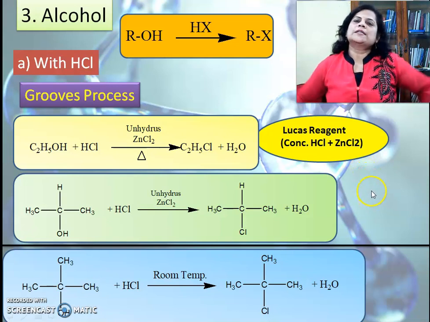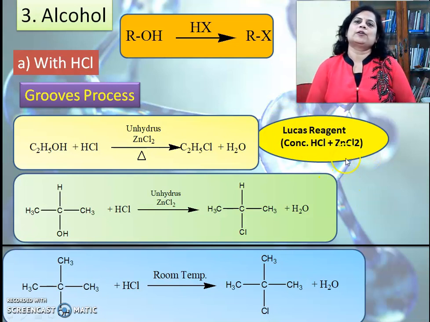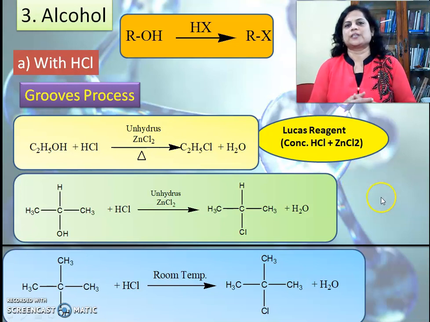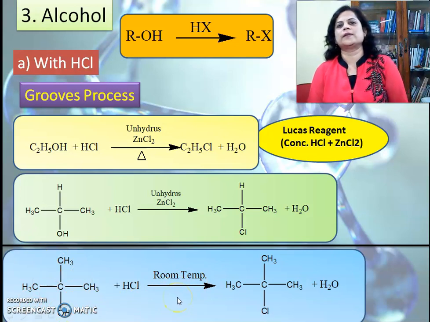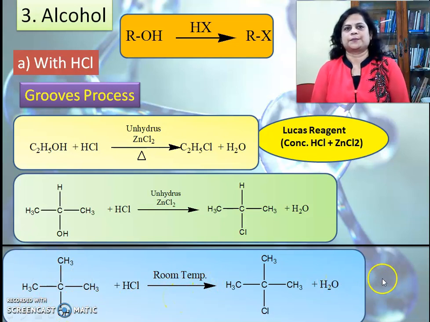The mixture of concentrated HCl and ZnCl2 is called the Lucas reagent. And whenever ZnCl2 is used in this type of reaction, the reaction is called the Groves process. For the tertiary alcohol, no ZnCl2 is required. The reaction takes place only at room temperature, and tertiary alcohols are converted into tertiary chlorides.